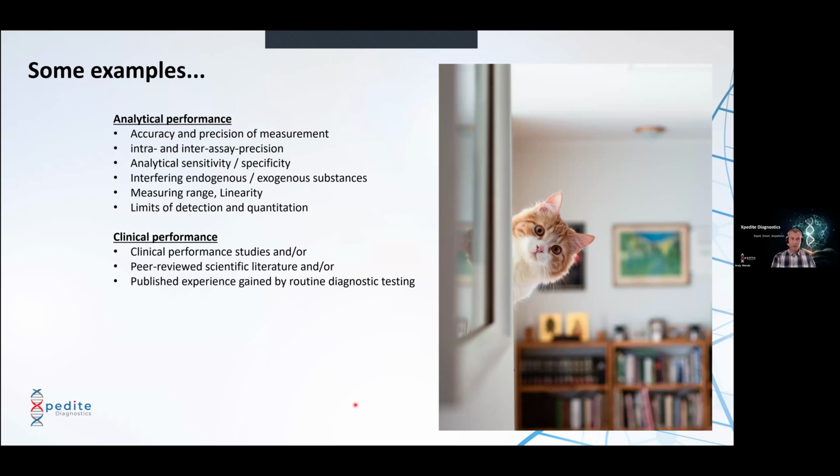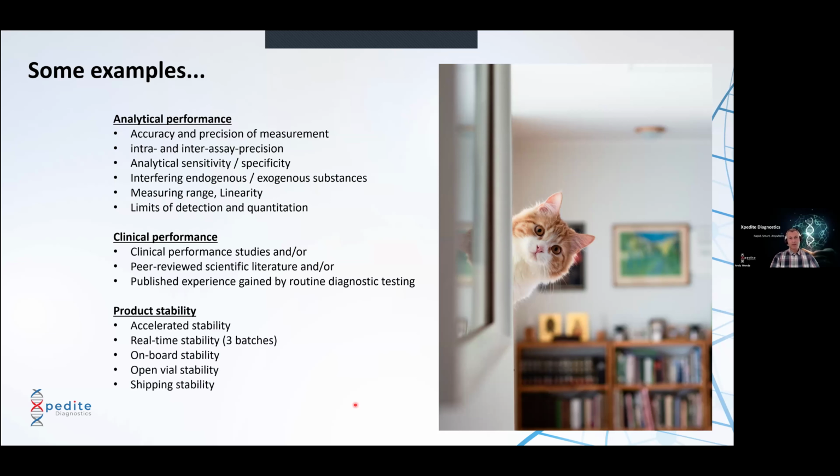So for the clinical performance studies, there is a rule of thumb which I want to give you, that you should test at least 100, better 150 samples for this clinical performance study. That gives you a statistically significant result and idea how your device really performs.